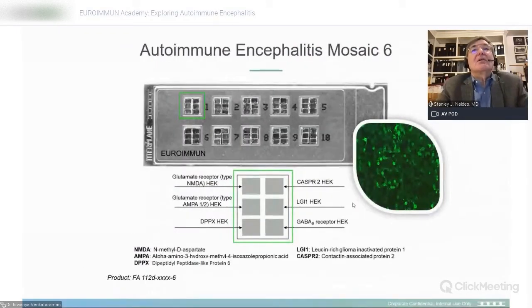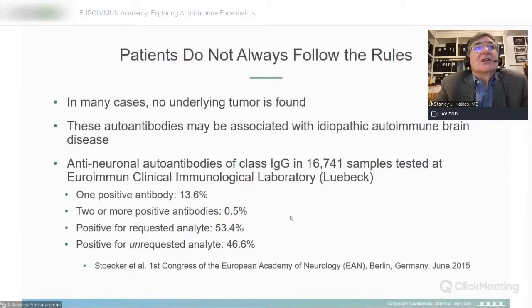So when you look at patients, they don't always follow the rules. And as Dr. Piquet has pointed out, as we've understood more about autoimmune encephalitis and this family of autoantibodies, in many cases, there's no underlying tumor found. And therefore, these autoantibodies are often associated with idiopathic autoimmune brain disease. In a number of cases, such as NMDAR1, they may be post-infectious.